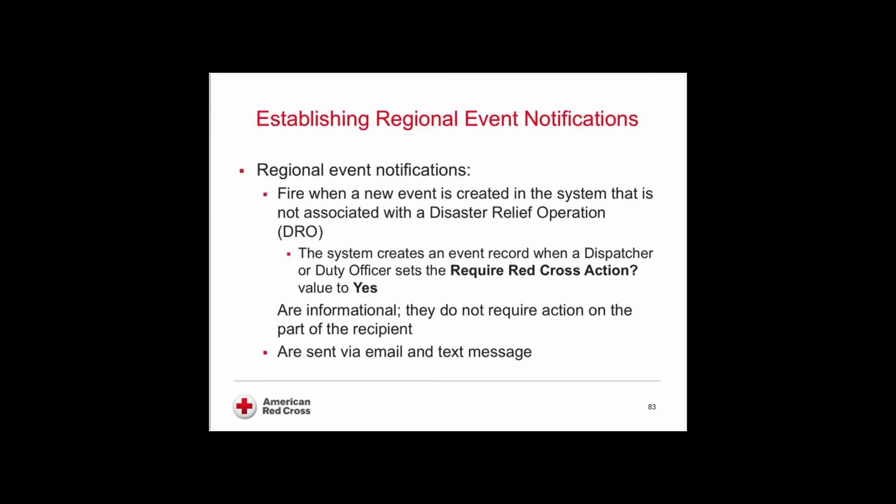So the regional event notifications fire when a new event is created in the system that is not associated with a DO. The system will create an event record at the point in time when a dispatcher or duty officer sets the required Red Cross action value to yes. These are informational. As I said, they don't require action on the part of the recipient, and they are sent via email and text message.